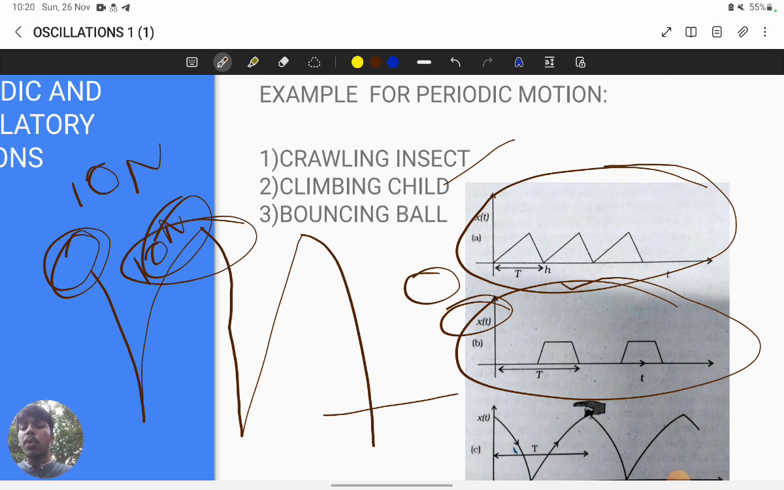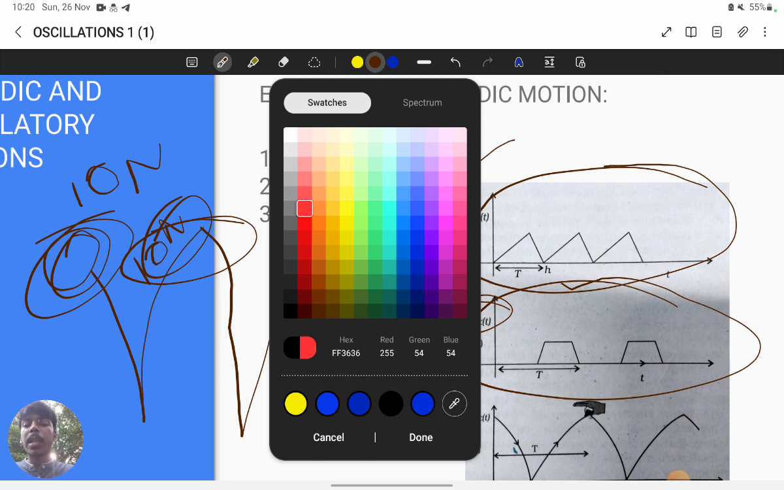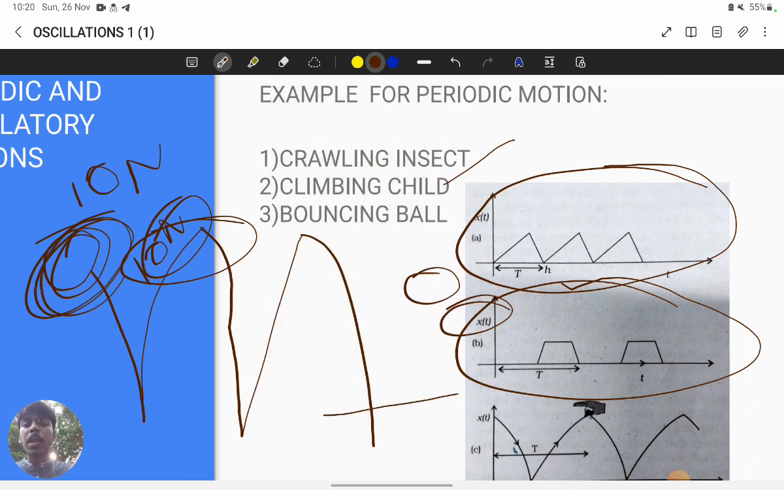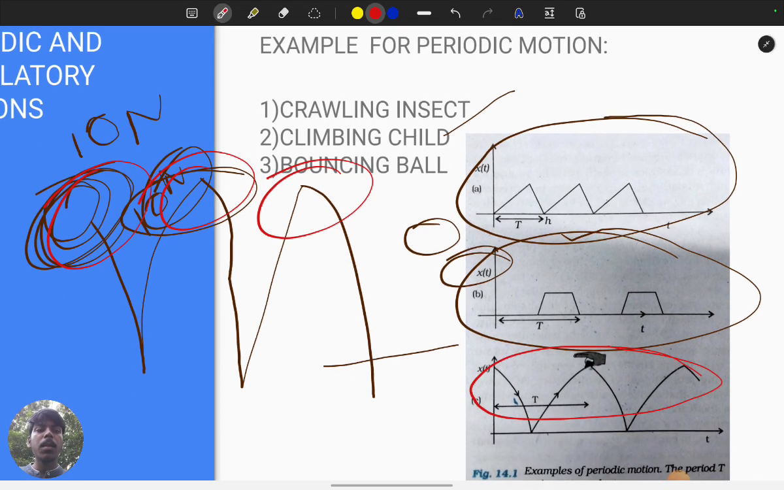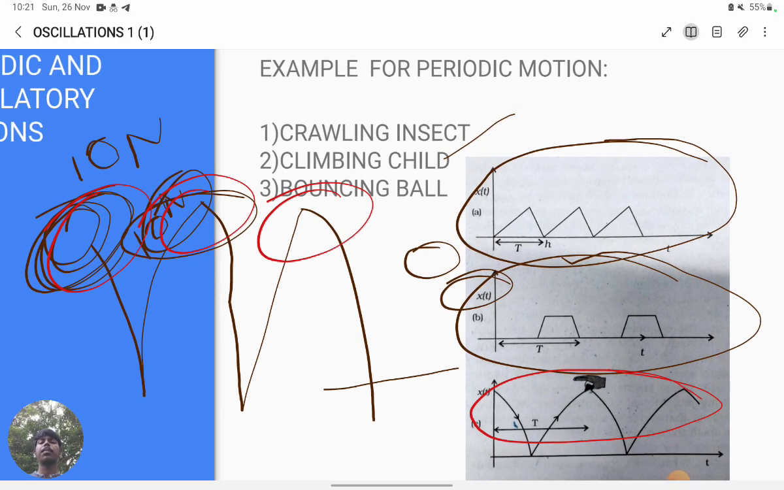Here you may observe, let me highlight this with red color. See here, the motion is being repeated at regular intervals. So the displacement versus time graph C indicates this bouncing ball. Okay, let's move forward.